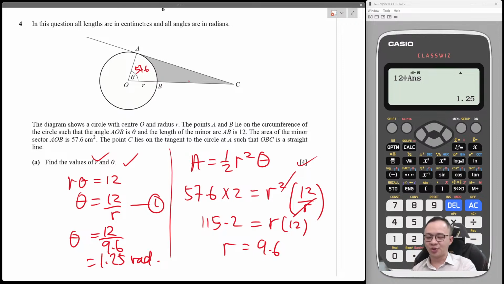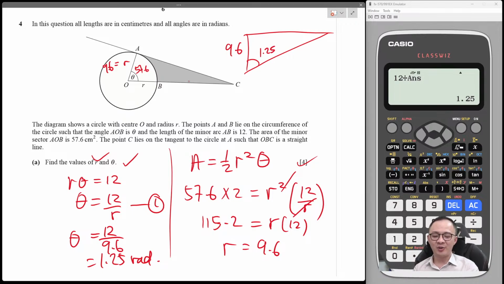Yeah, need to do the SOH CAH TOA, right? This is R. This is R also, right? And I know my R is 9.6. So imagine right now I have a triangle like this. This is 57.6. This is 9.6. And this is not even a theta. This one is the area, man. So almost make the mistake. 1.25. This is a radian.